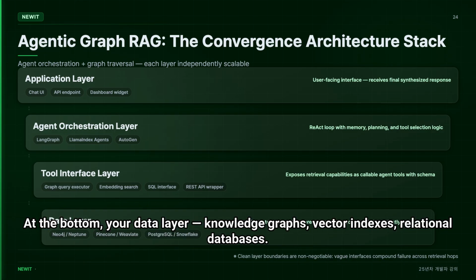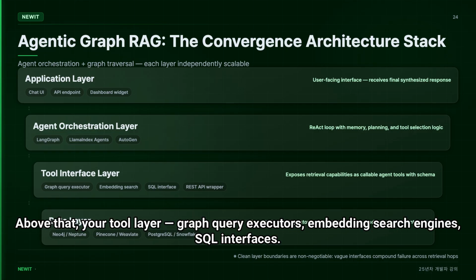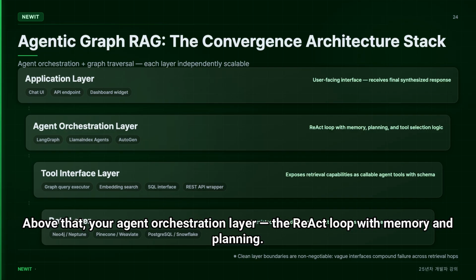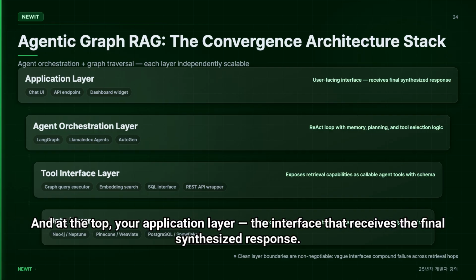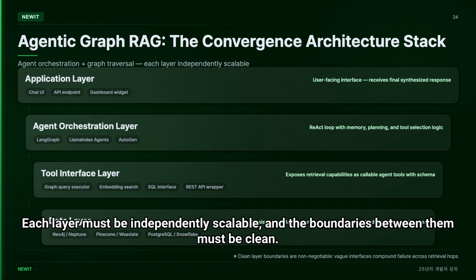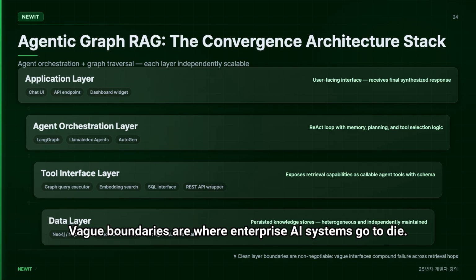At the bottom, your data layer: knowledge graphs, vector indexes, relational databases. Above that, your tool layer: graph query executors, embedding search engines, SQL interfaces. Above that, your agent orchestration layer, the ReAct loop with memory and planning. And at the top, your application layer, the interface that receives the final synthesized response. Each layer must be independently scalable, and the boundaries between them must be clean. Vague boundaries are where enterprise AI systems go to die.